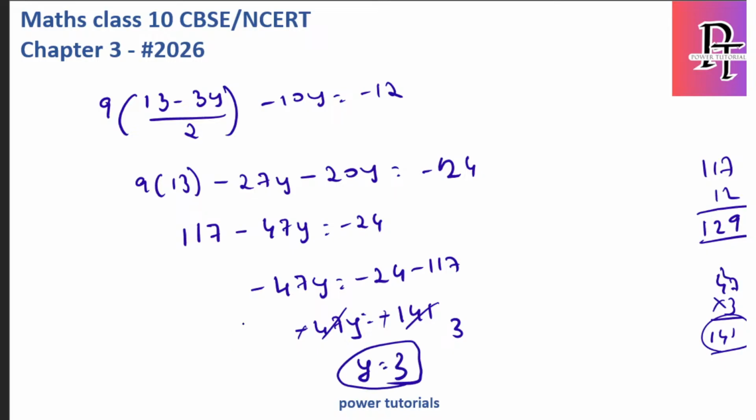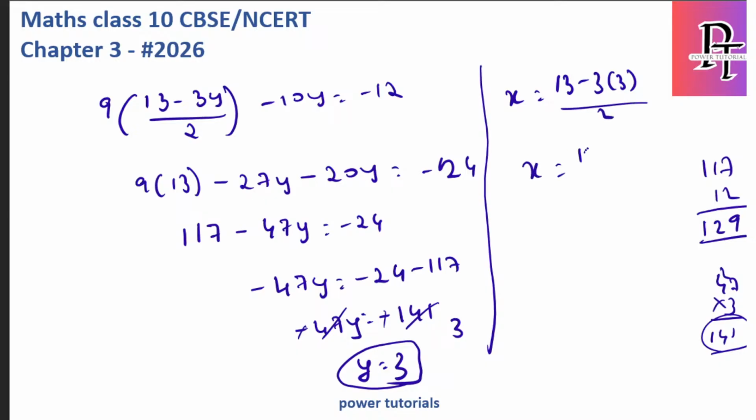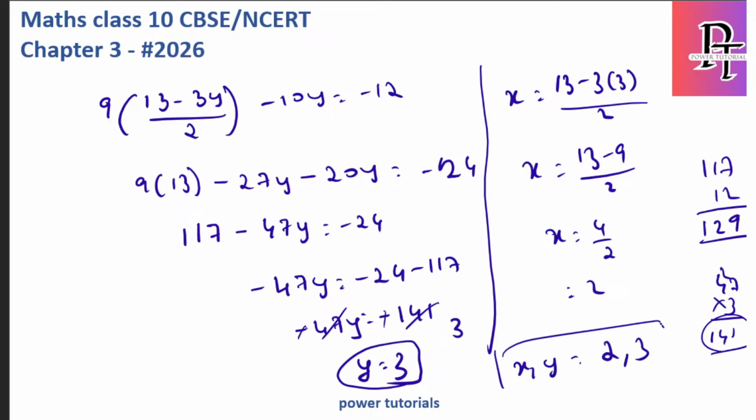Okay. Now I got y value as 3. Substitute in the x value equation, which is x is equal to 13 minus 3y by 2. So x becomes 13 minus 9 by 2. 13 minus 9 is 4. 4 by 2 is 2. So the x and y values are 2, 3. Okay, so this part is done.